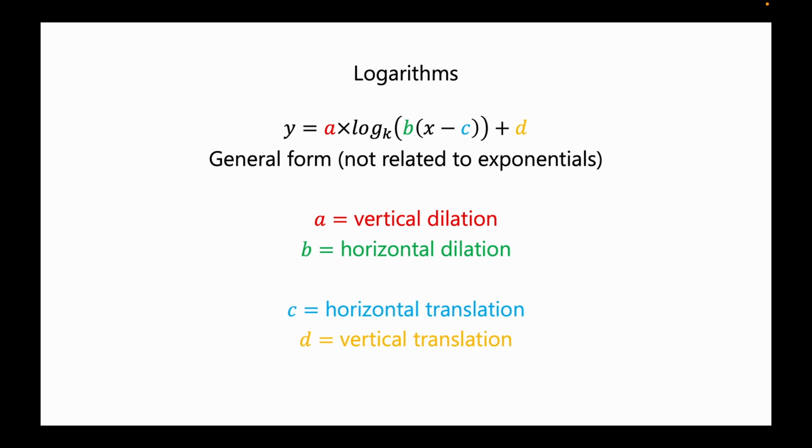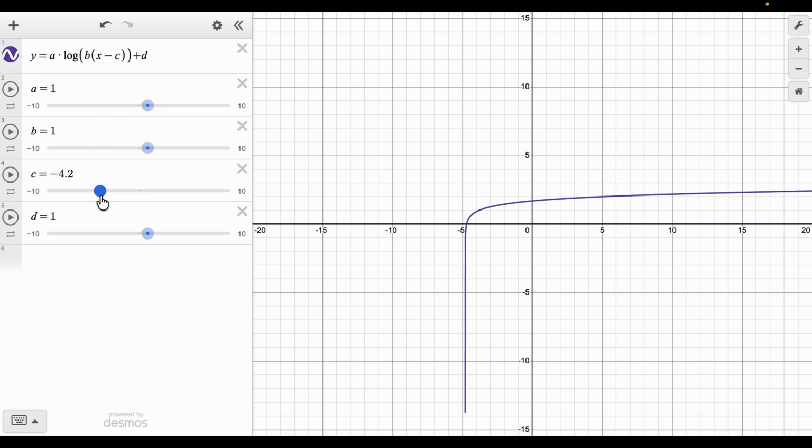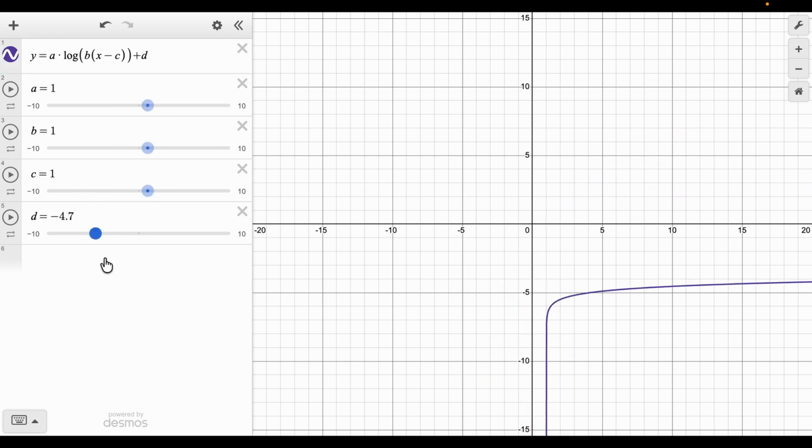Keep in mind, these letters do not correlate to the ones we looked at when we did the exponential general form. But in this case, a and b still vertically and horizontally dilate the function, and c and d still horizontally and vertically translate the function.